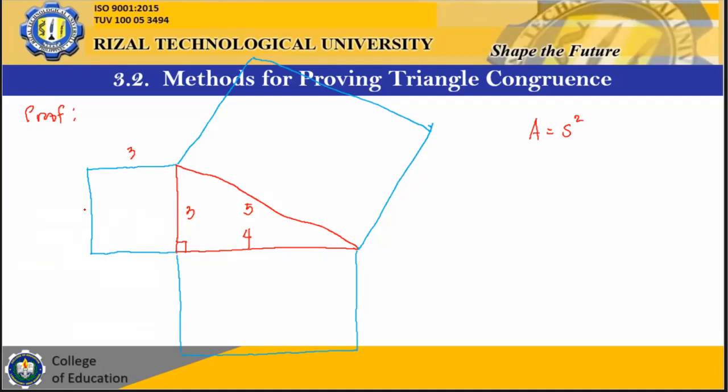So 3 by 3 here. Meron kayong 3 dito. Meron kayong 4 dito. May 4 dito. Meron kayong 5, 5 here and 5 here, because all sides are equal. So ang idea of the area is the number of square units.